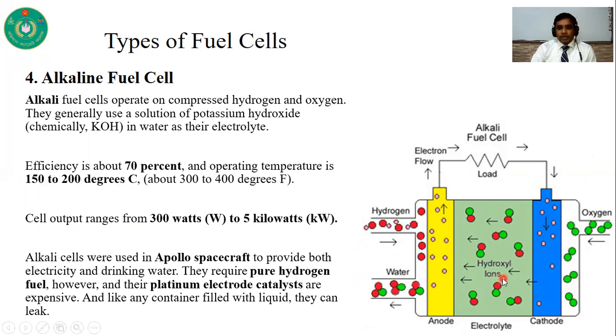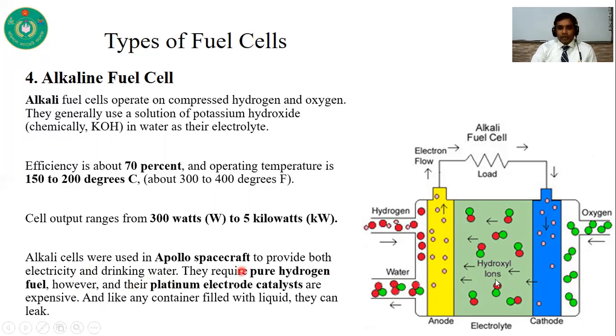Alkaline cells were used in the Apollo spacecraft to provide both electricity and drinking water. They require pure hydrogen fuel, however, and their platinum electrode catalysts are expensive, and like any container filled with liquid, they can leak. So we can use alkaline cells, as were used in the Apollo spaceship, to provide both electricity and drinking water.